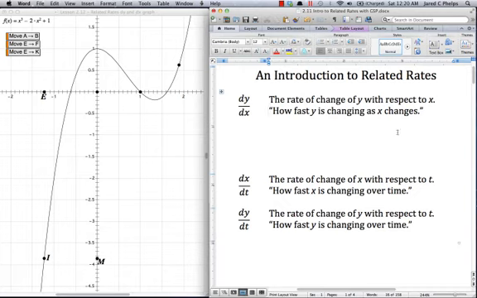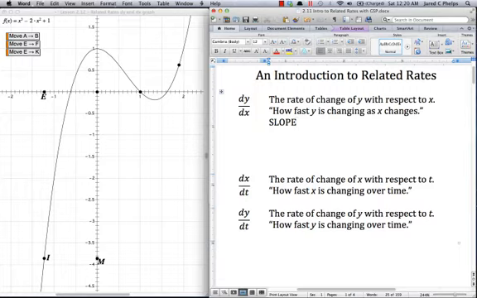So in this video, I need to introduce you to a concept called related rates. Up to this point, we've really only dealt with one rate, one derivative, and that's been dy/dx. dy/dx we know represents the rate of change of y with respect to x, which means how fast y is changing compared to how fast x changes. Effectively, this is slope.